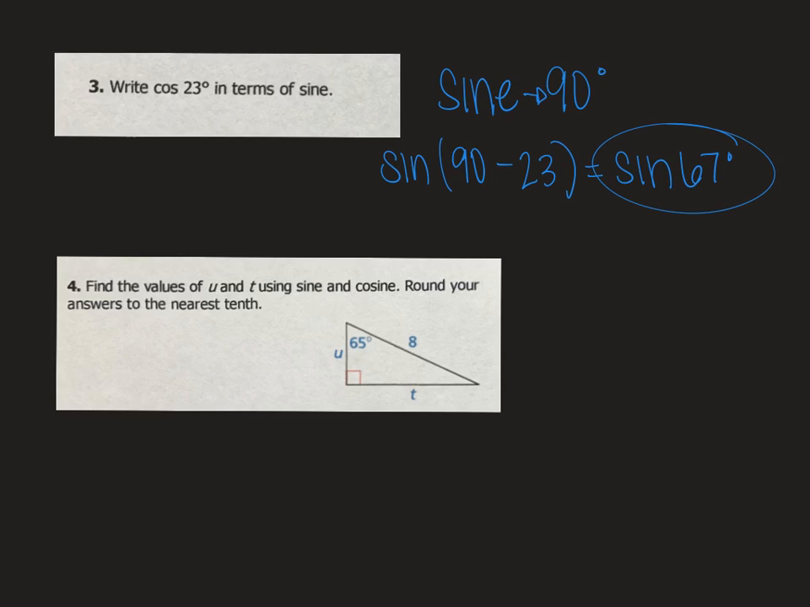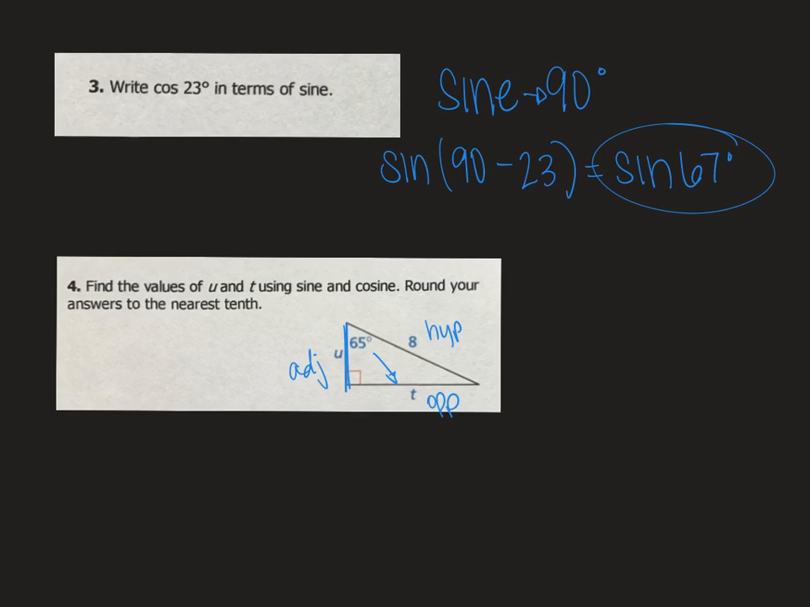Okay, so in number 4, we're going to jump into solving for side lengths when we only know maybe one side, and so we can't do Pythagorean theorem or use special right triangles. So we have an angle of 65 degrees. 8 is our hypotenuse. T is opposite that angle, so it's our opposite side. U is connected to that angle, so it's our adjacent side. We want to solve for U and T.